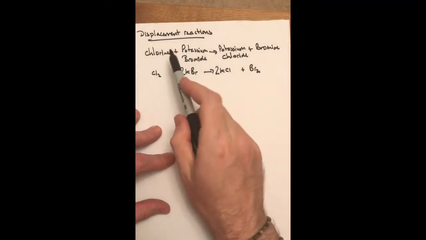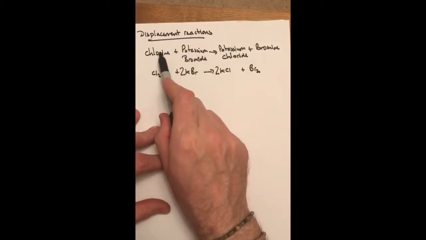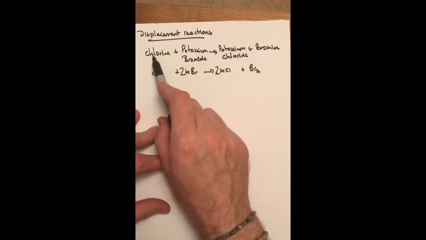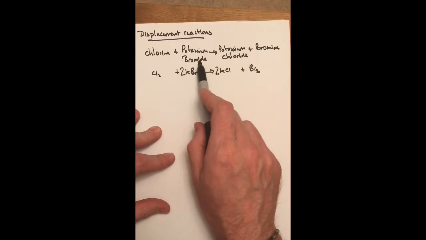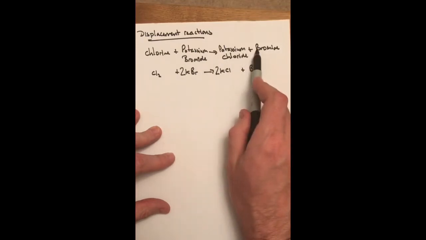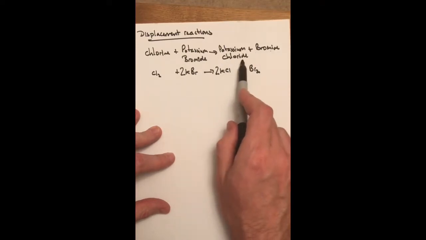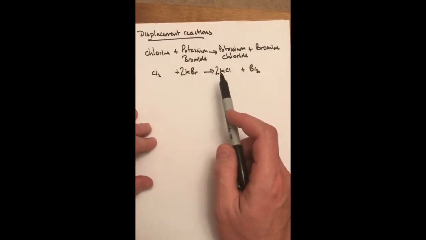So just to remind ourselves, this is displacement because this is a more reactive element, and it's pushing out the bromide from here to leave the bromine on its own, and then the potassium chloride has formed a new compound.